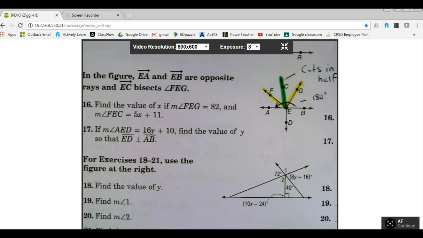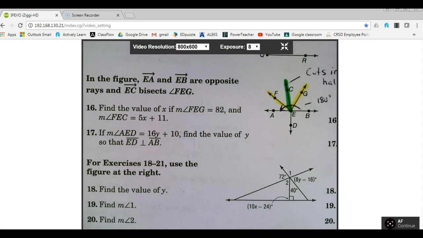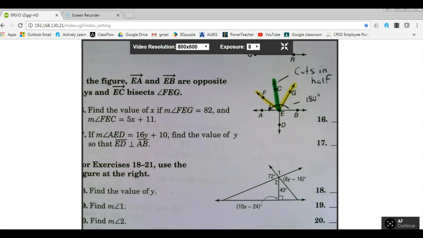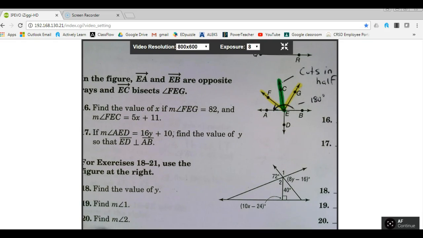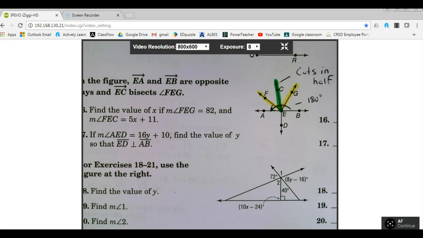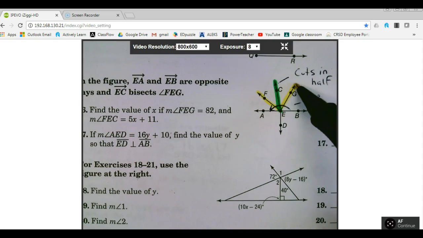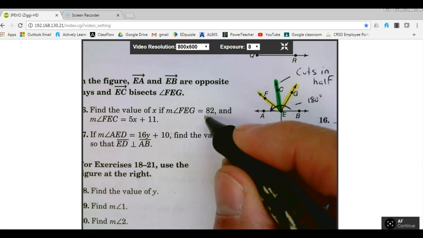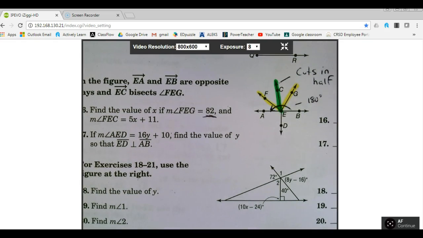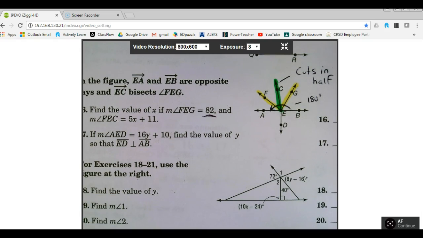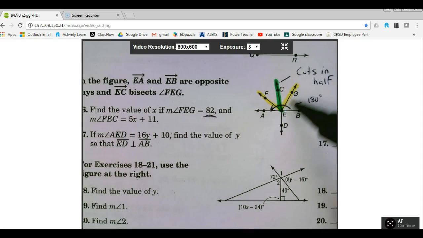Keep those things in mind. That's why it's telling us that, because it's going to help us solve for some unknown measurements. And it says find the value of x if the measure of angle FEG is 82. So FEG total is 82, right? And the measure of angle FEC is equal to 5x plus 11.